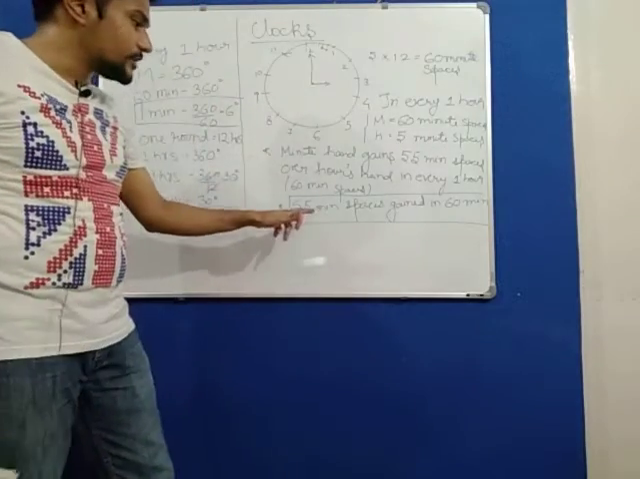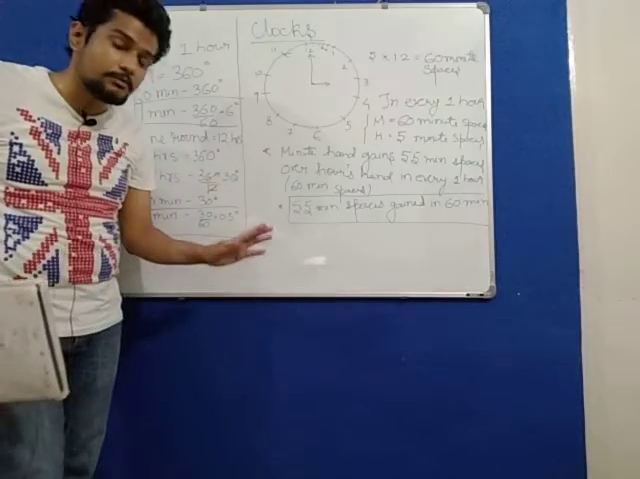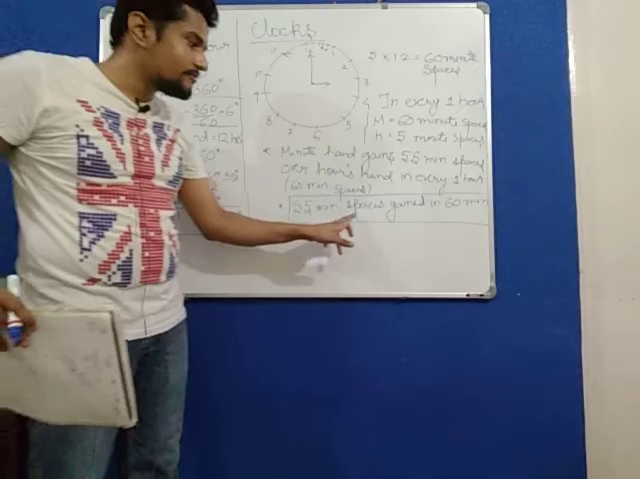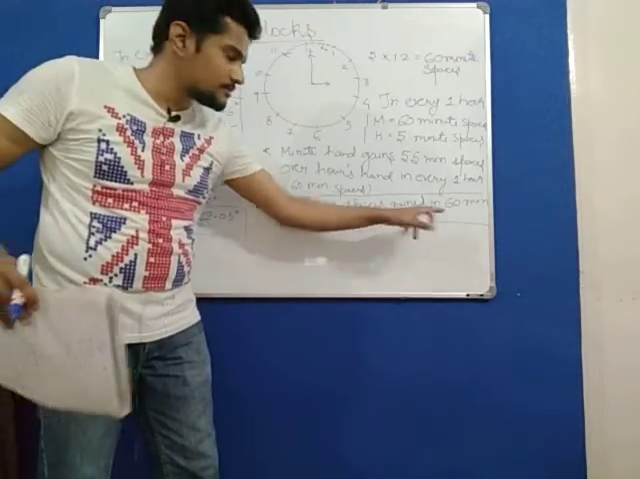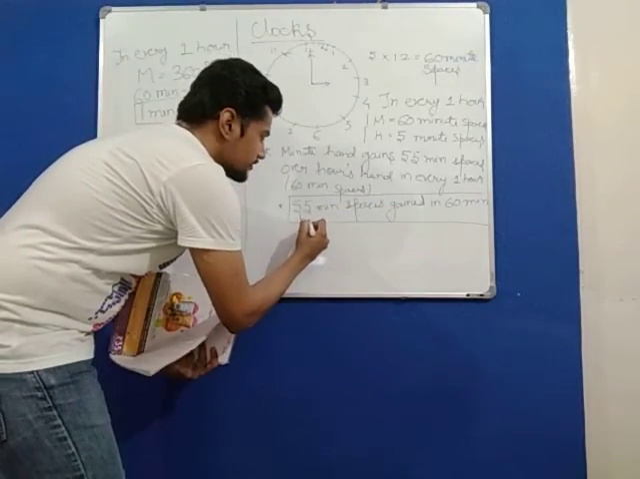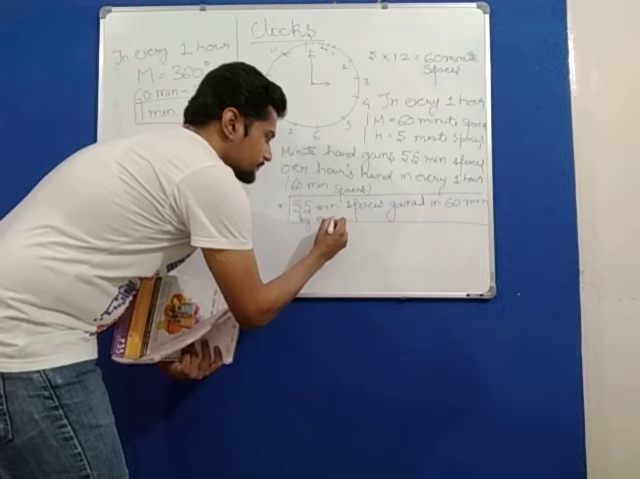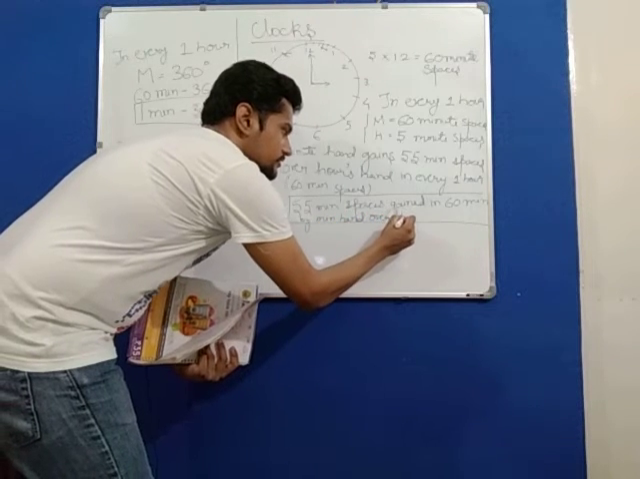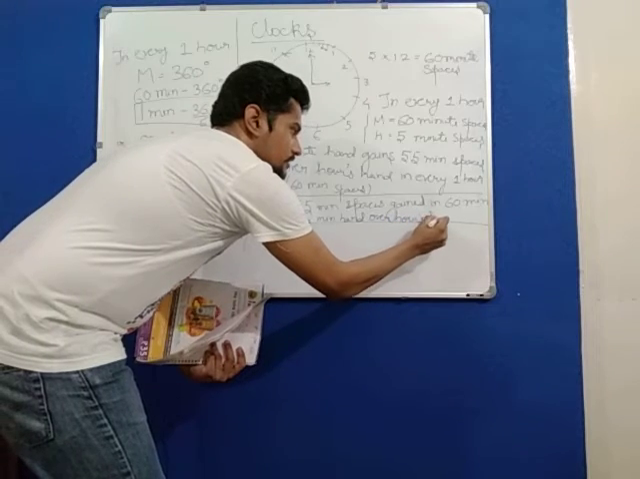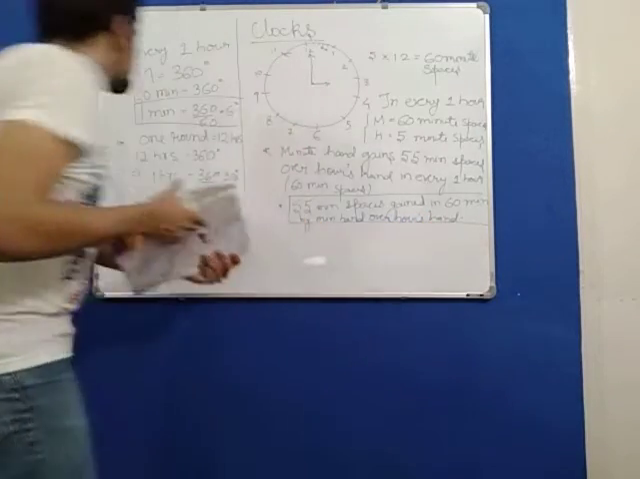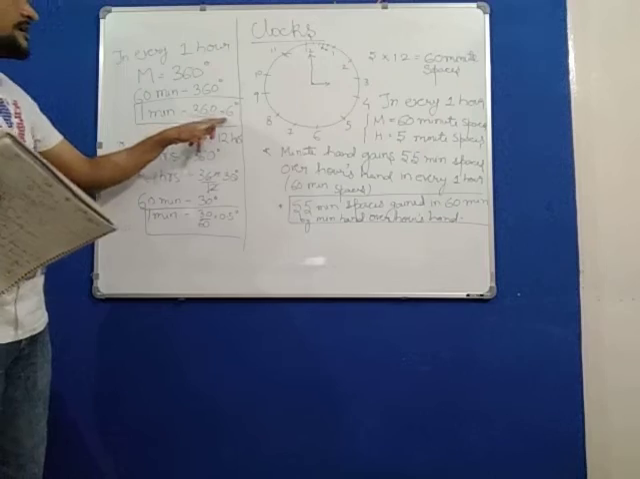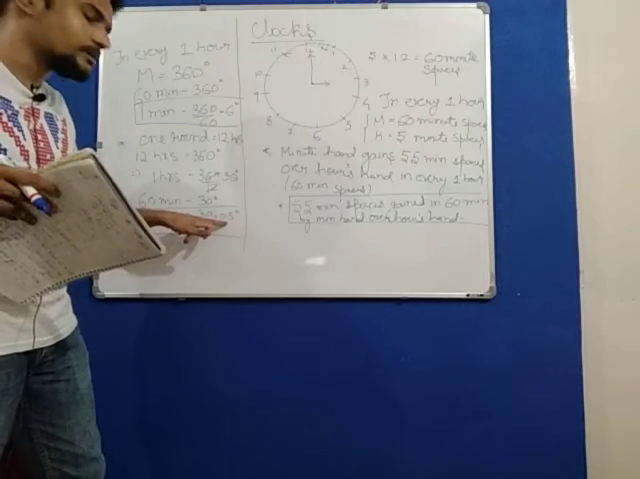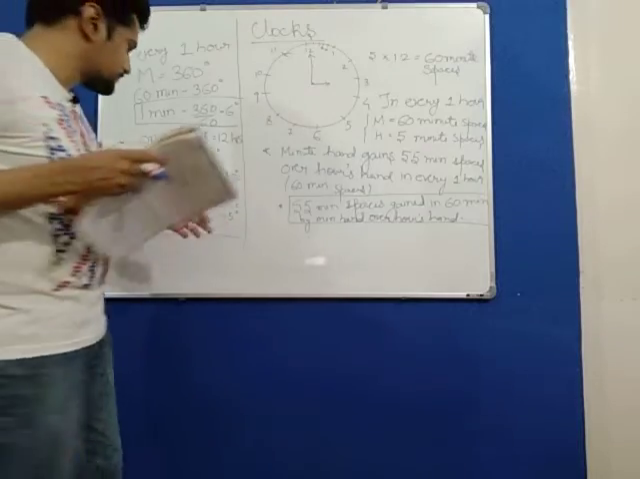So in a nutshell, we have 3 important points that we have to remember in the clock's topic for solving questions. First is that 55 minute spaces are gained in 60 minutes by the minute hand over the hour hand. And the other important concept is that in 1 minute, the minute hand will cover 6 degrees, whereas in 1 minute, the hour hand will cover 0.5 degrees.